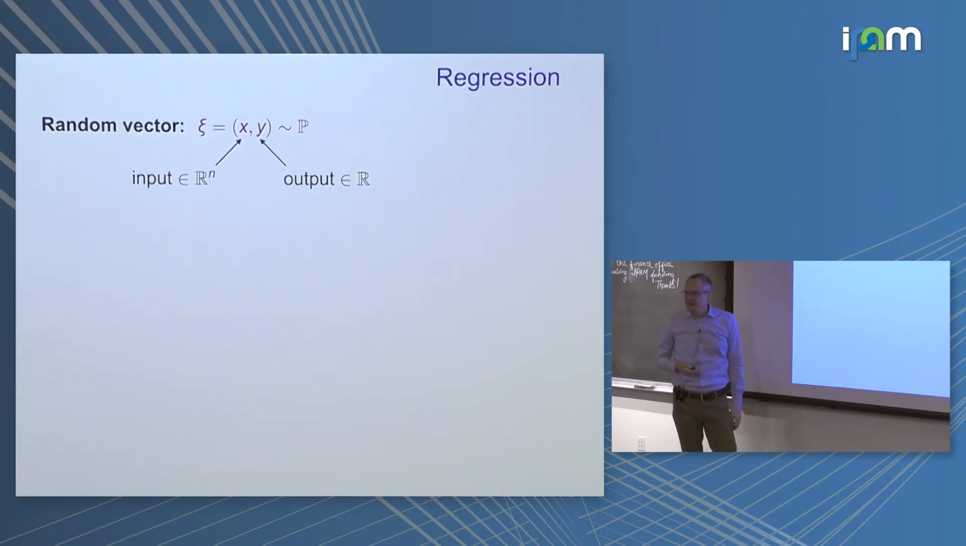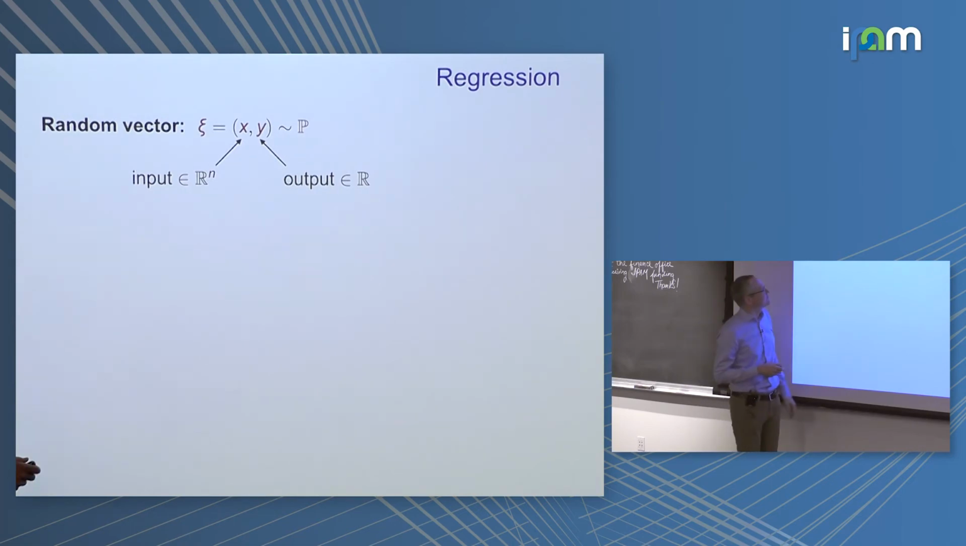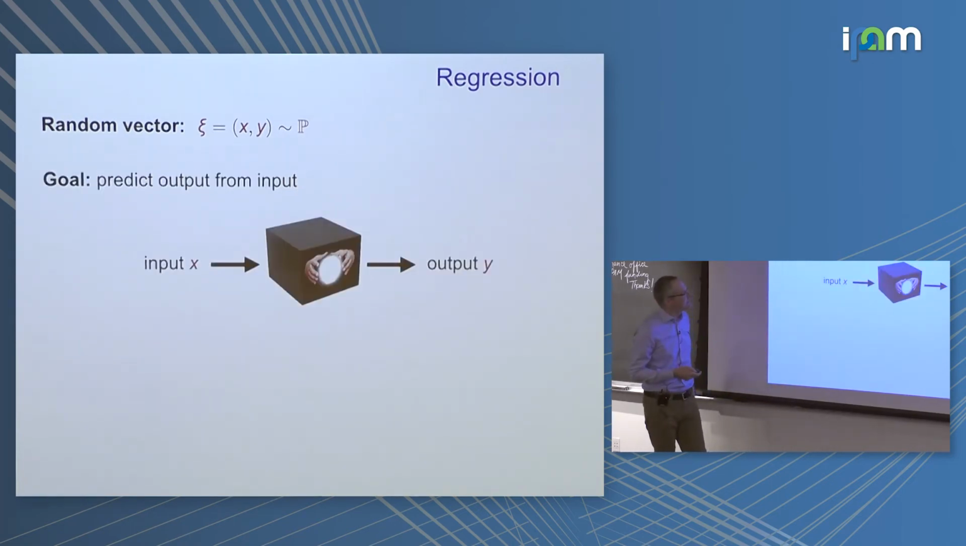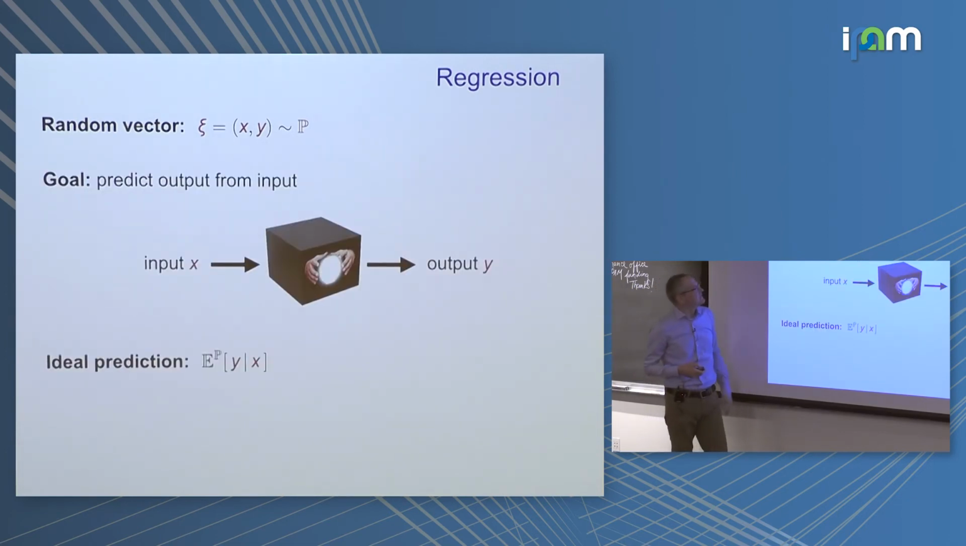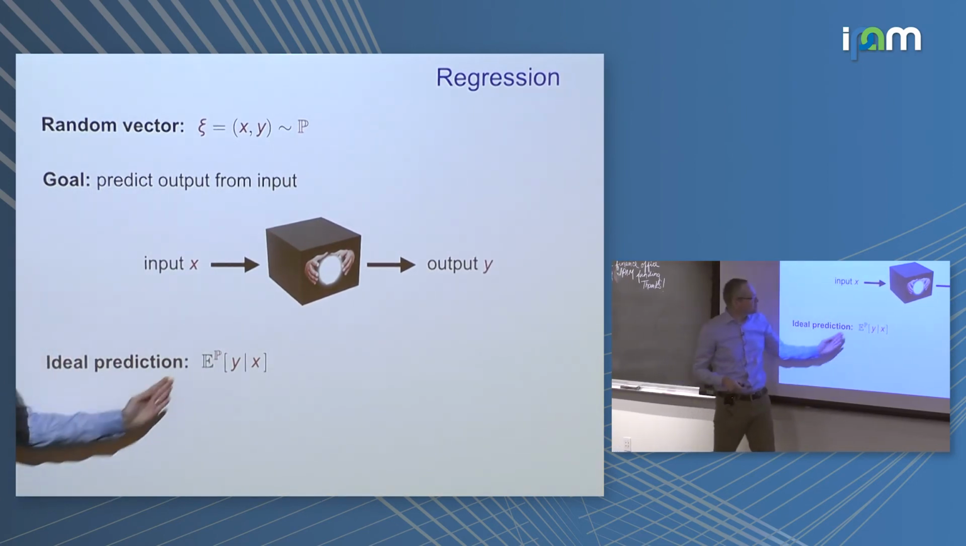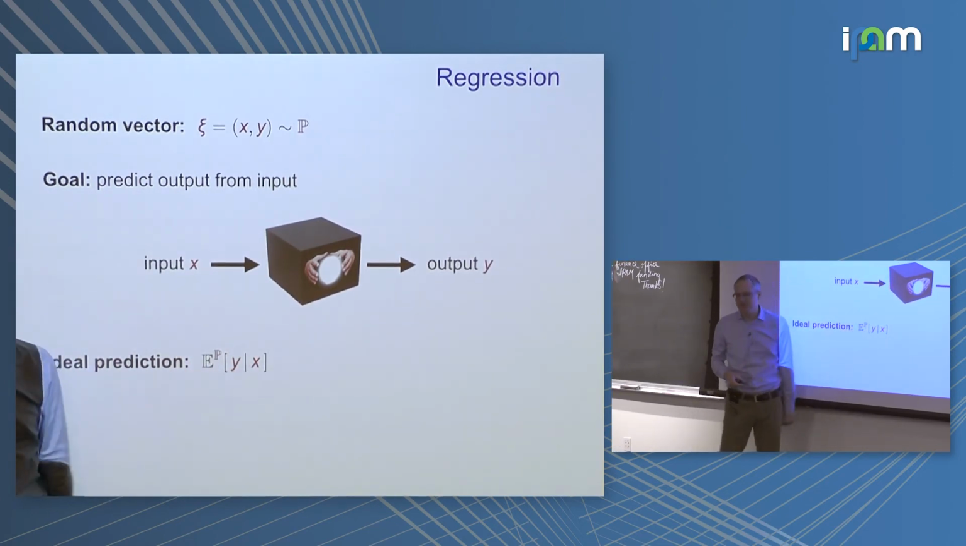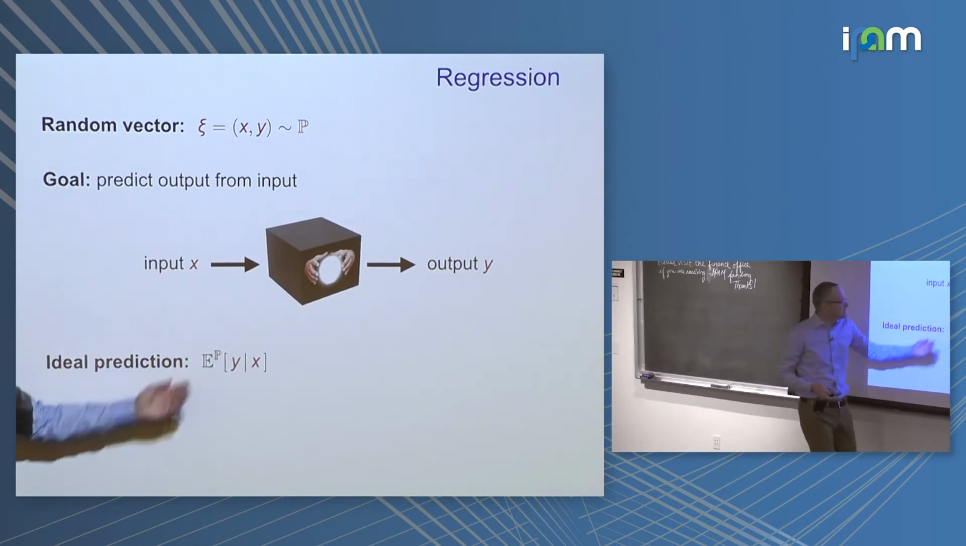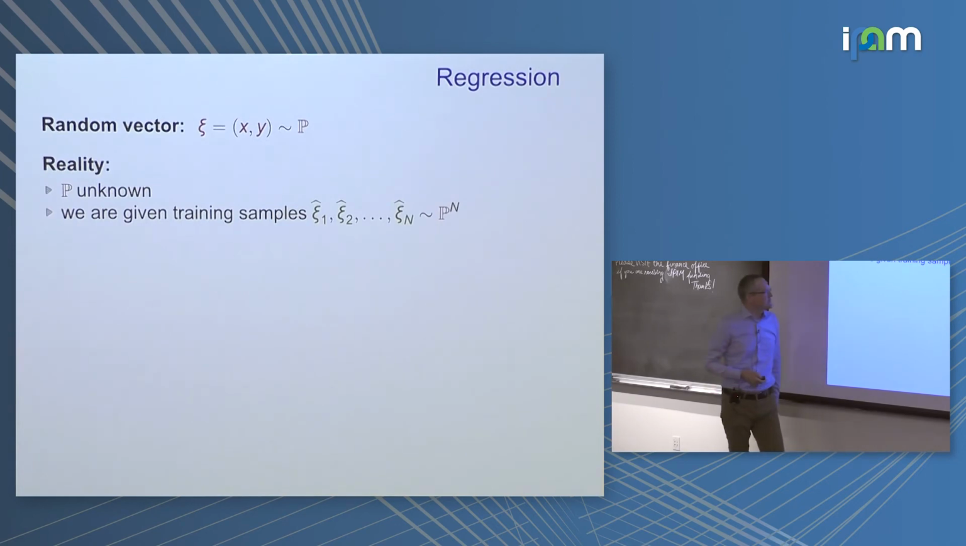Okay. So a very similar story applies to regression. So here we'd like to predict a continuous output instead of a categorical output. And same situation as before. So if we knew the joint input-output distribution P, then the ideal predictor would be the conditional expectation of the output given the input. So this is the one that attains the minimum mean square error. But of course, it's not available because the P is not given to us. Instead, we're just given samples.